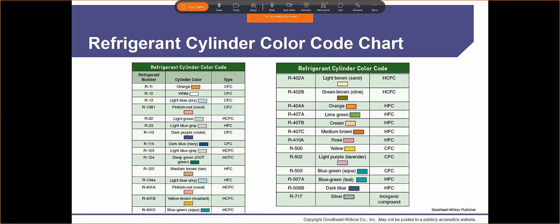Refrigerant cylinder color code chart. It was a cool little chart back in the day, but look at R503 and 507A. I mean, how do you really distinguish between the two? One's blue-green and the other one's blue-green. To me, they almost look identical. So that's why they got away with that.